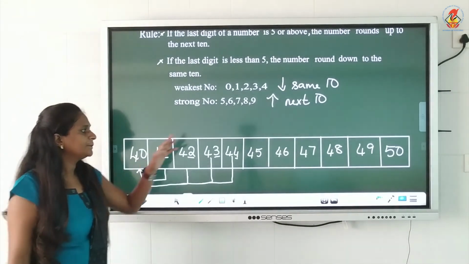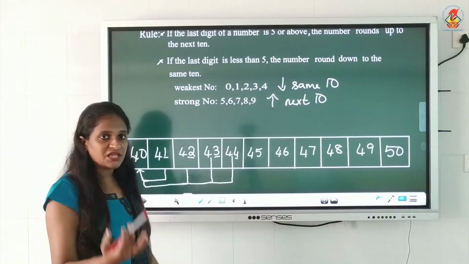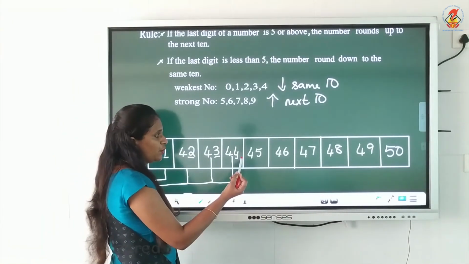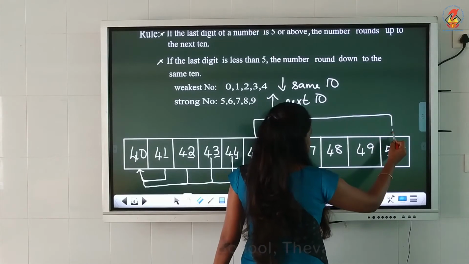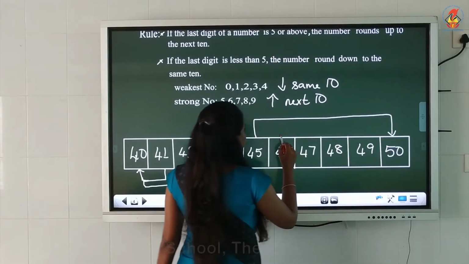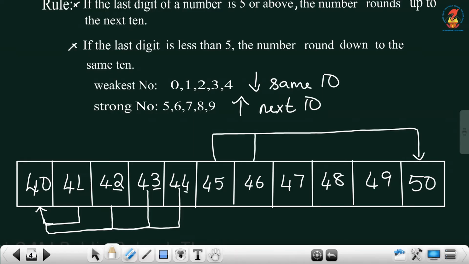Is it clear? 45, that is, the last digit is 5, which is strong enough. So it will move to the next 10, 50. 46 also moves to the next 10, 50. 47 also moves to the next 10, 50. 48 also moves to the next 10, 50. 49 also moves to the next 10, 50. Now got it?